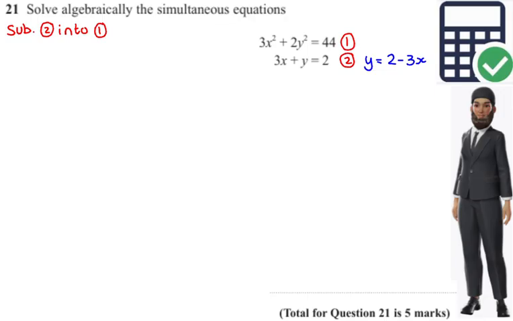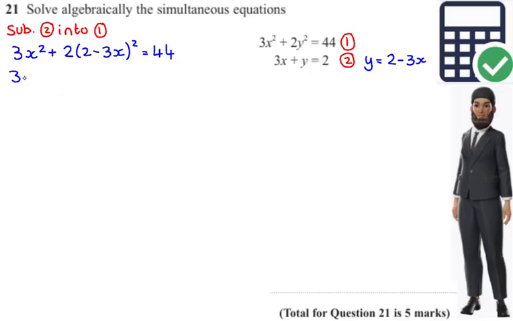And then this is what we should get. We should get 3x squared plus 2 lots of, well, y now is 2 minus 3x. We know that, so let's replace that with 2 minus 3x. Over here, we need to square that, and the answer works out to be 44. Let's expand and simplify this.